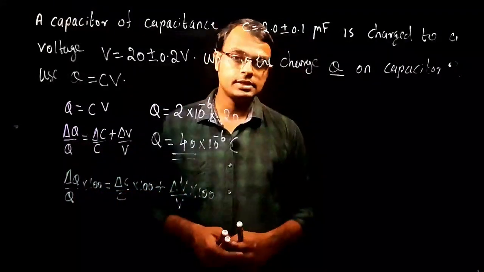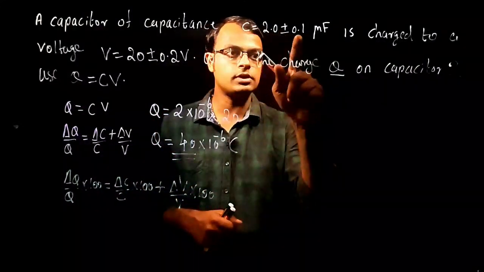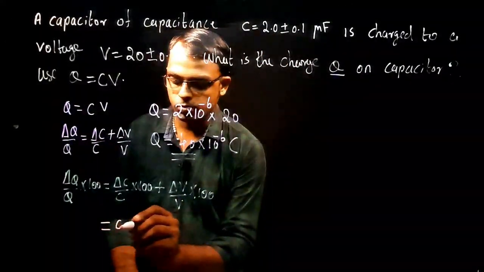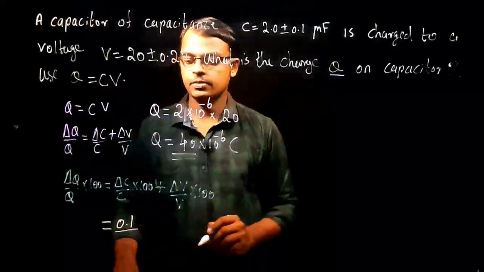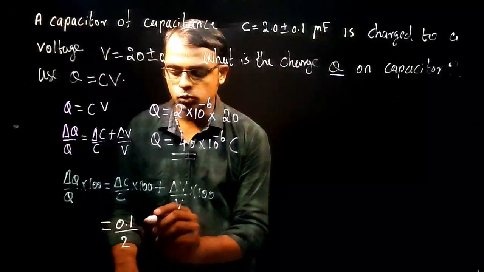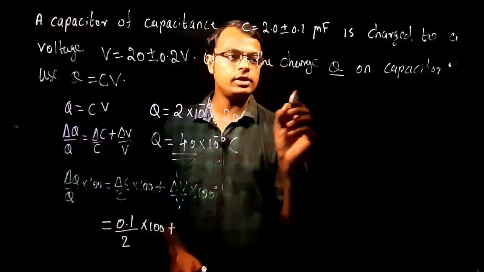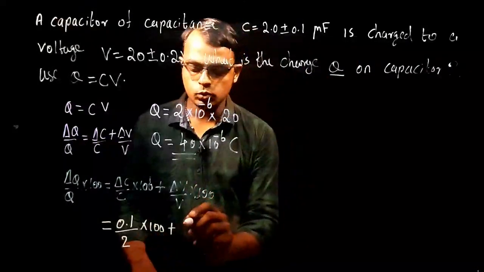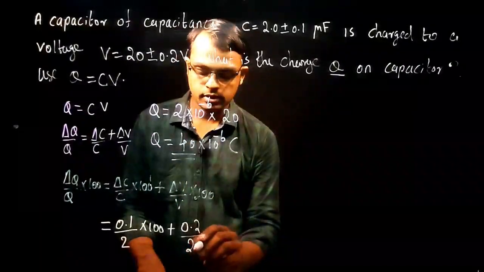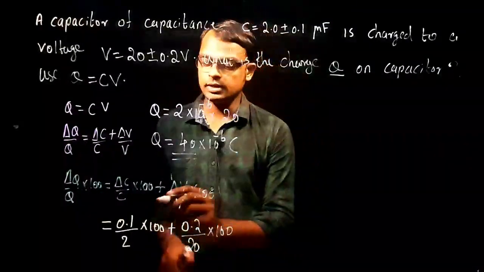So what is delta C? The absolute error in the capacitance is given there. Look at the value here, capacitance absolute error 0.1. So you can write this equation as 0.1 divided by, what is the capacitance value? That is equal to 2, into 100, plus, now what is the error in V? Error in V is 0.2. 0.2 divided by, what is the original value? 20, into 100.